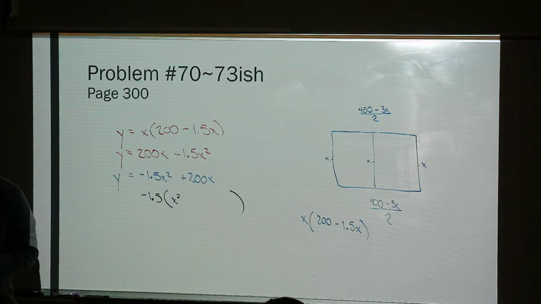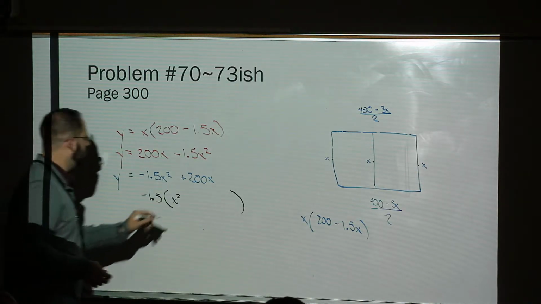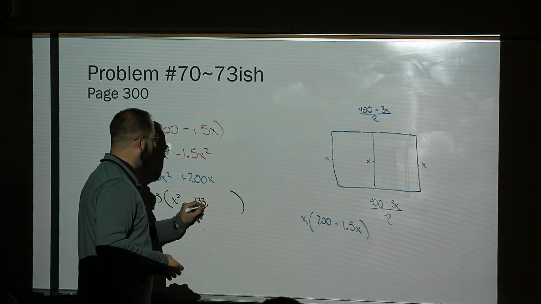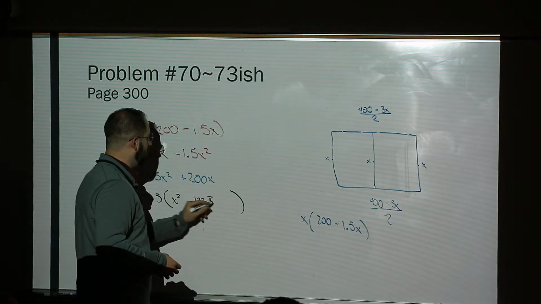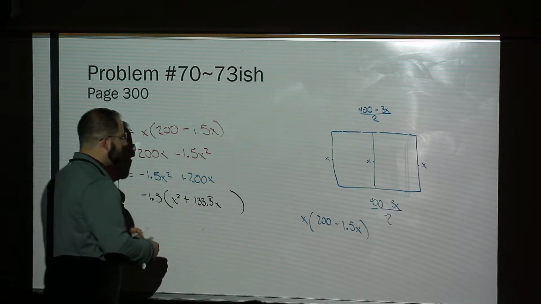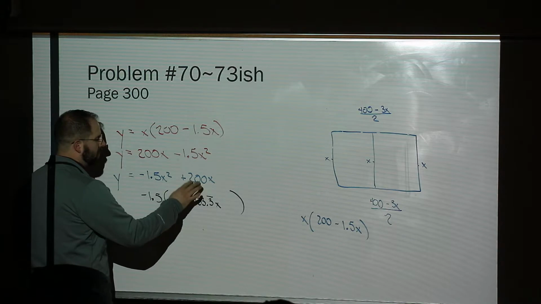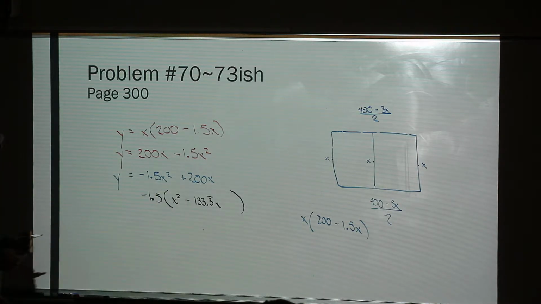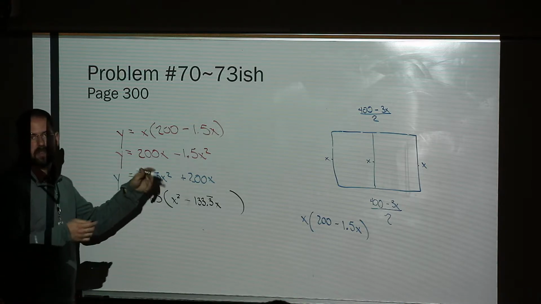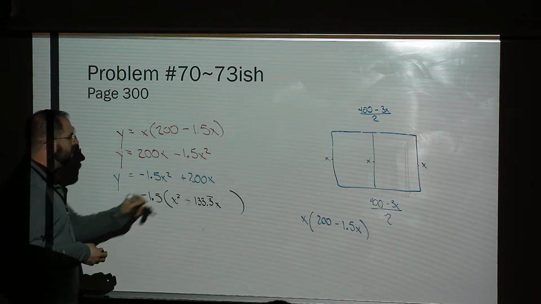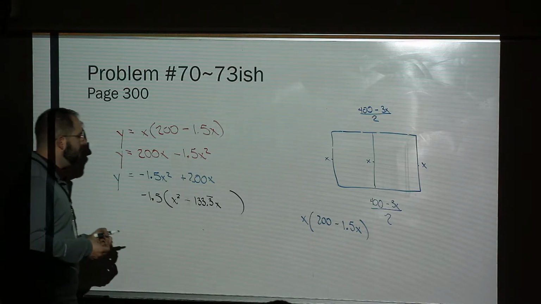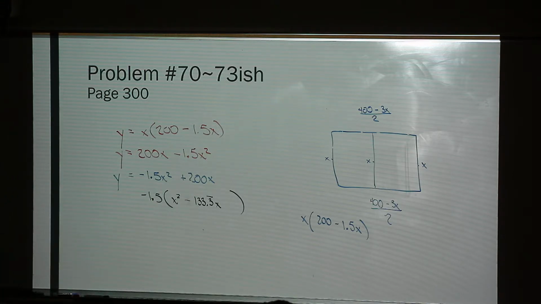Can somebody do that in the calculator for me? 133.3 repeating, x. Okay. And that's negative, by the way. So that's taking 200 divided by negative 1.5. That's where we're getting that number from. Now, if you don't like doing that, you could have left the fraction, and this number would have been 400 divided by 3 or something like that.